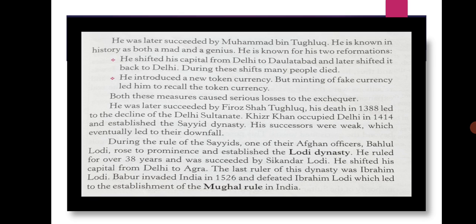one of their Afghan officers, Bahlul Lodi, rose to prominence and established the Lodi dynasty. He ruled for over 38 years and was succeeded by Sikandar Lodi. So after the Tughlaq dynasty, there was another dynasty called the Lodi dynasty. Among these, Sikandar Lodi proved to be successful. He shifted his capital from Delhi to Agra. The last ruler of this dynasty was Ibrahim Lodi.